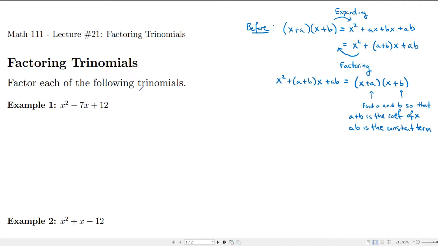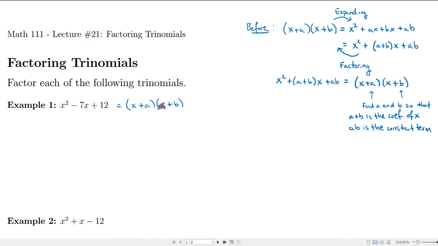So let's look at this first example here. We have x squared minus 7x plus 12. The leading coefficient, which is the coefficient of x squared, is a 1. So we can proceed using this factoring procedure over here. We're going to factor into the following form. The goal is to get this: we want this to factor as x plus a times x plus b. But using this procedure, we need to find our a and b. So how do we do that?